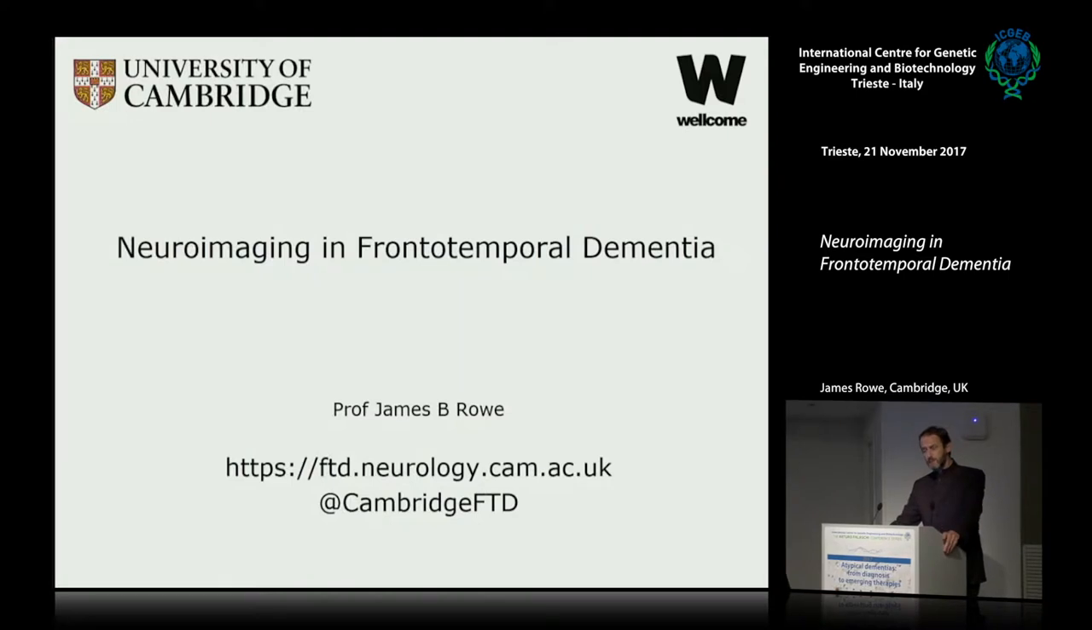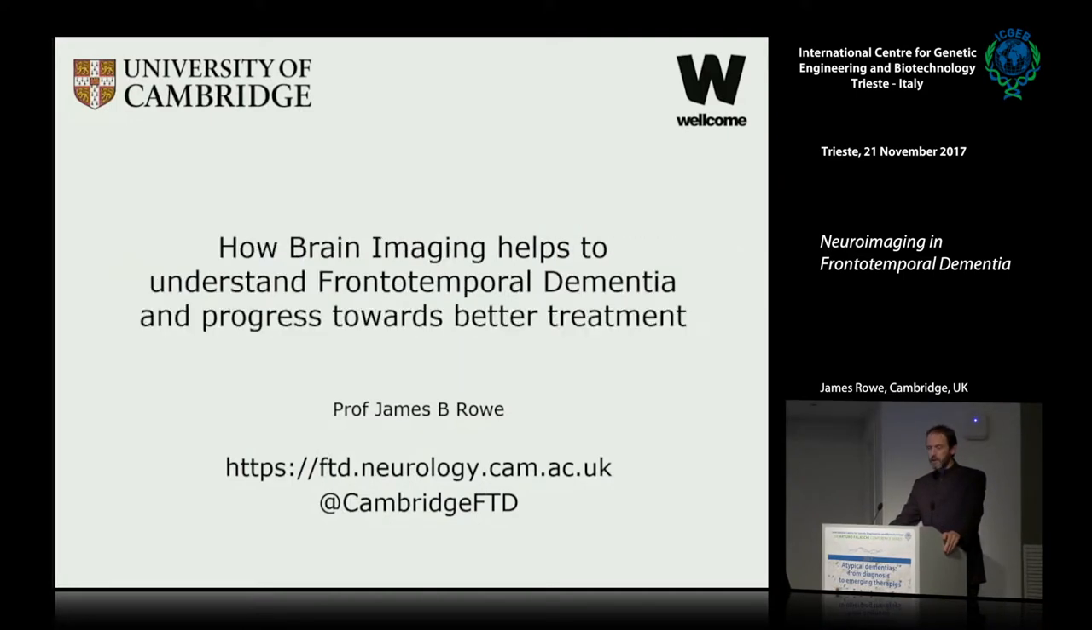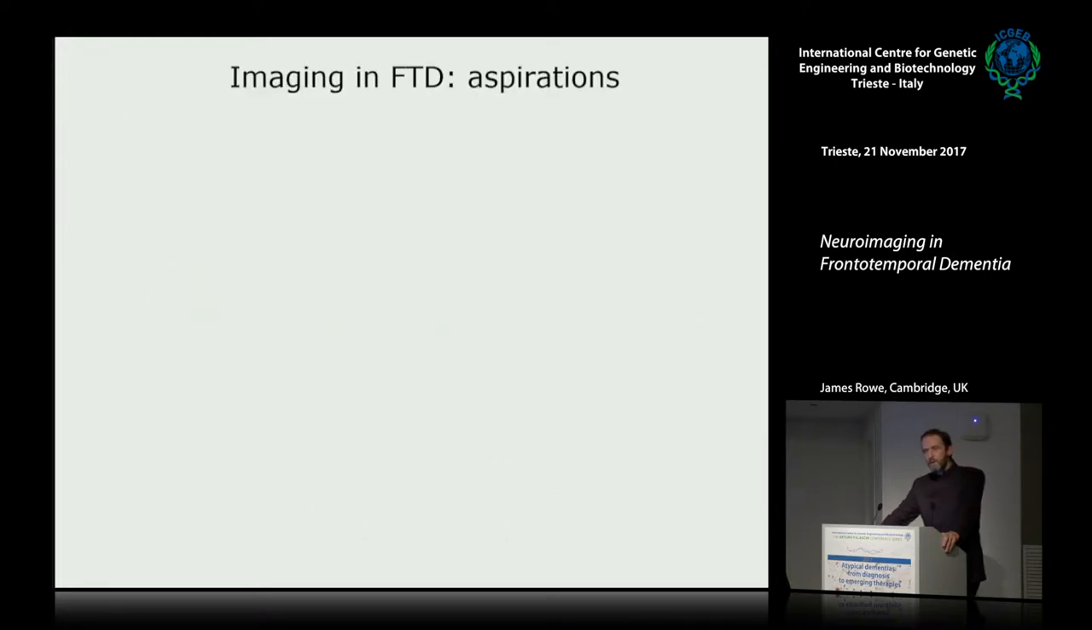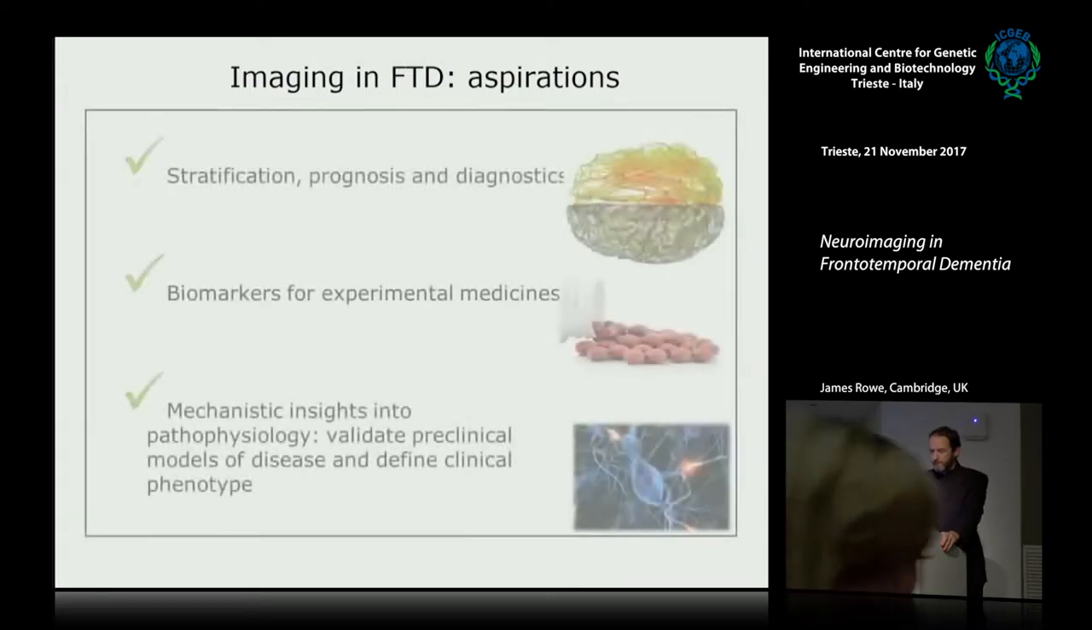So the title was given as Neuroimaging in Frontotemporal Dementia, but I think a better title is really about how brain imaging can help to understand frontotemporal dementia and importantly help us progress towards new and better treatments. But we ought to just spend a moment to think about our aspirations. What would we be asking of this range of imaging technologies?